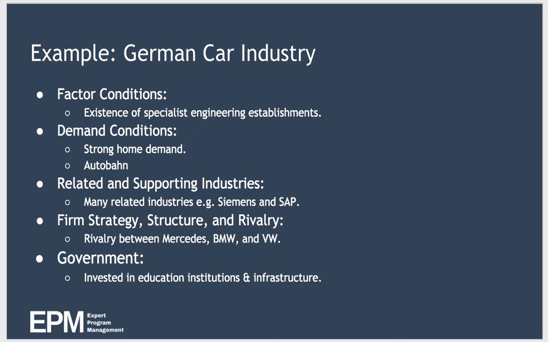Number 3, related and supporting industries. There are many related industries and suppliers within Germany, but just one example is IT suppliers such as Siemens and SAP. These firms themselves have a global competitive advantage, but by working together with them, the car industry can enhance its national competitive advantage even further. Because now they don't just have excellent engineering, but also excellent IT, and that raises the bar of entry for competitors even higher. It makes it even harder for them to enter the market.